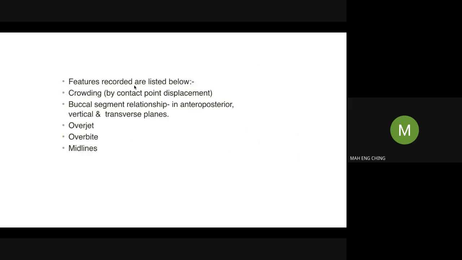So the features recorded are listed below. We record the crowding by contact point displacement, the buccal segment relationship in the anterior-posterior, vertical and transverse. It's in 3D; we assess the occlusion in 3D. Then we have overjet, overbite, and the midline also.